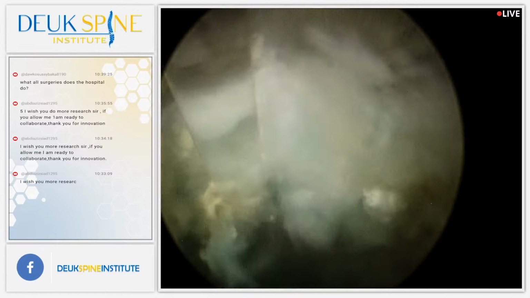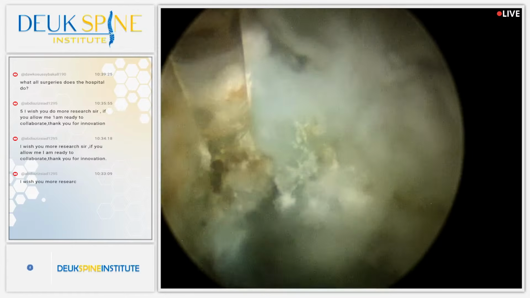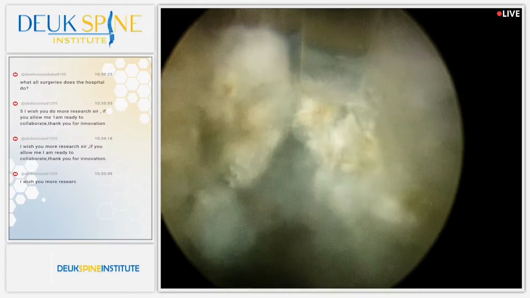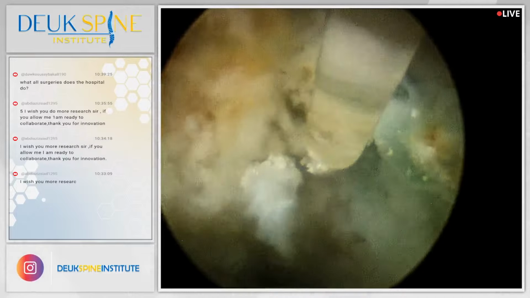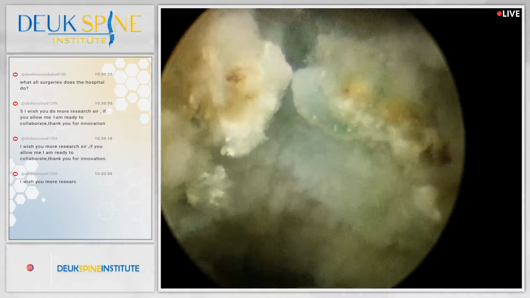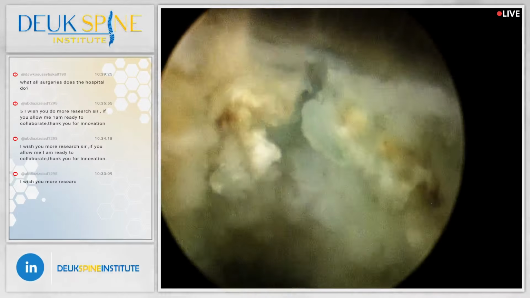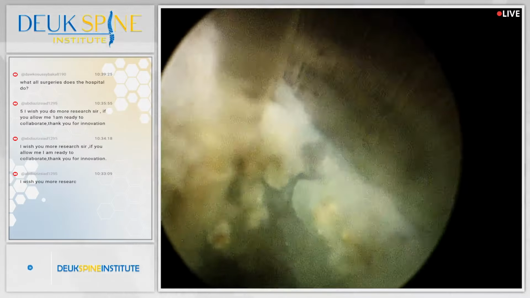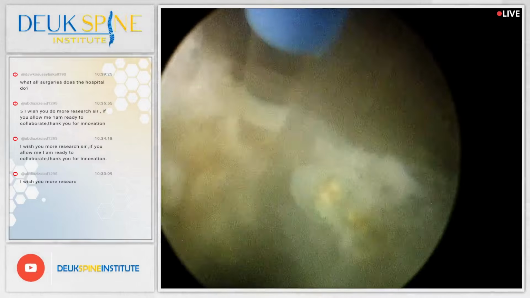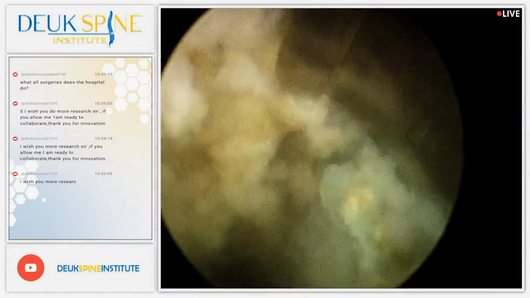This is the last bit of the annular tear and herniation right here. You can see how well the laser works. For those of you who don't know, the laser fiber there is 1 millimeter wide. So what you're seeing is a 1 millimeter wide fiber. That's how precise this surgery is. Very, very precise.